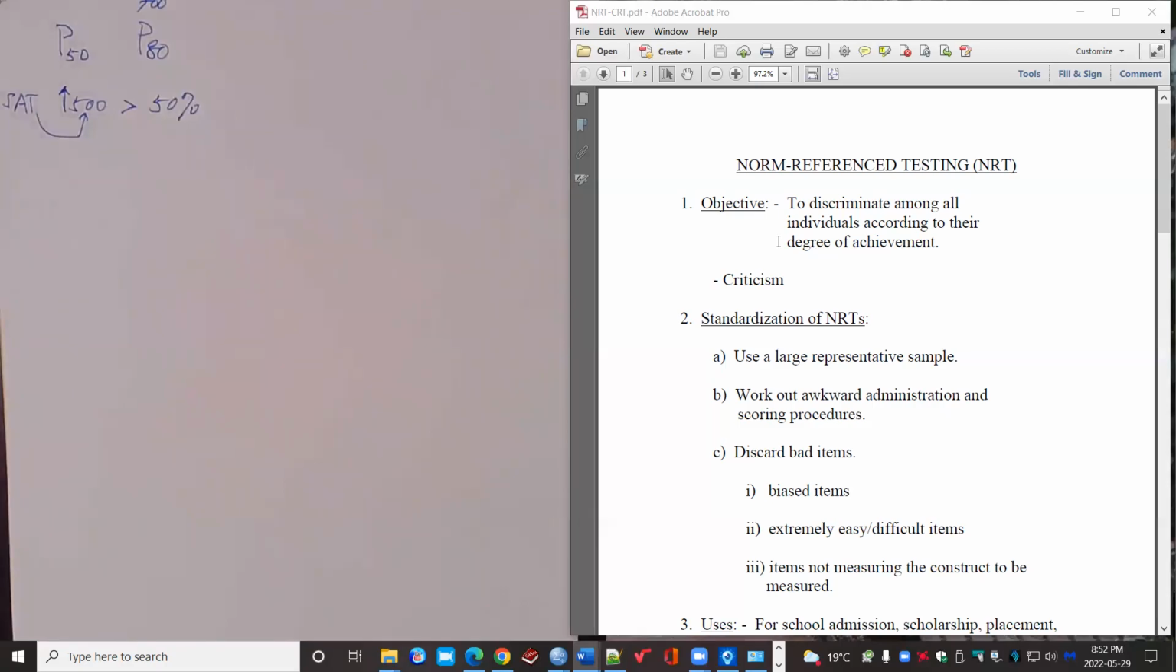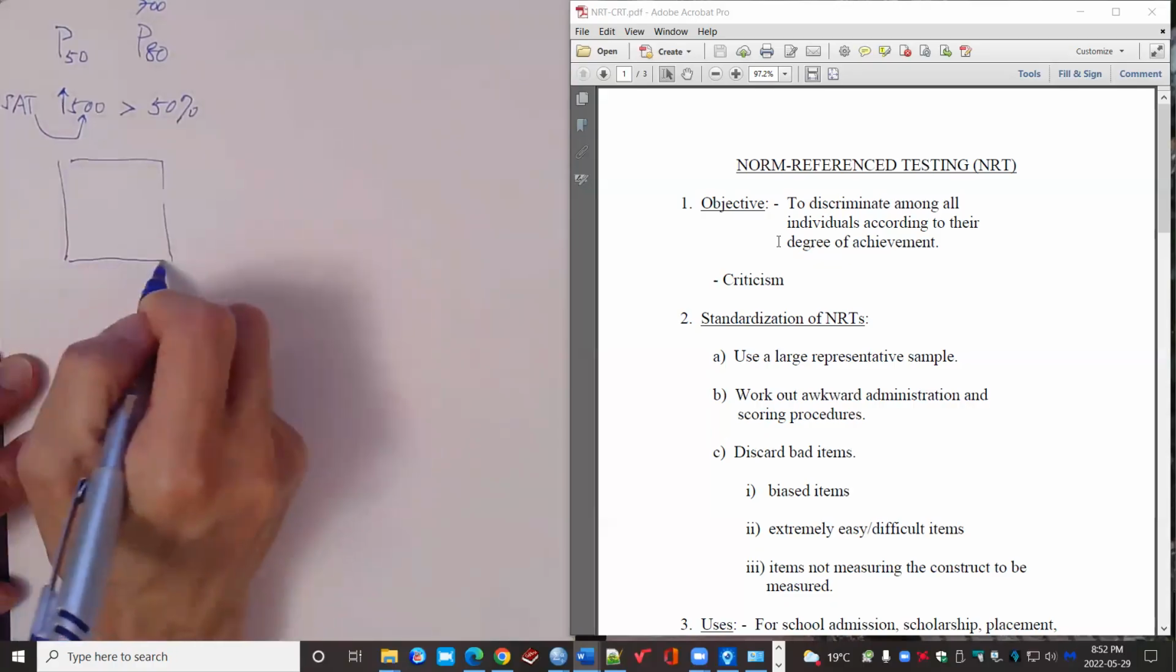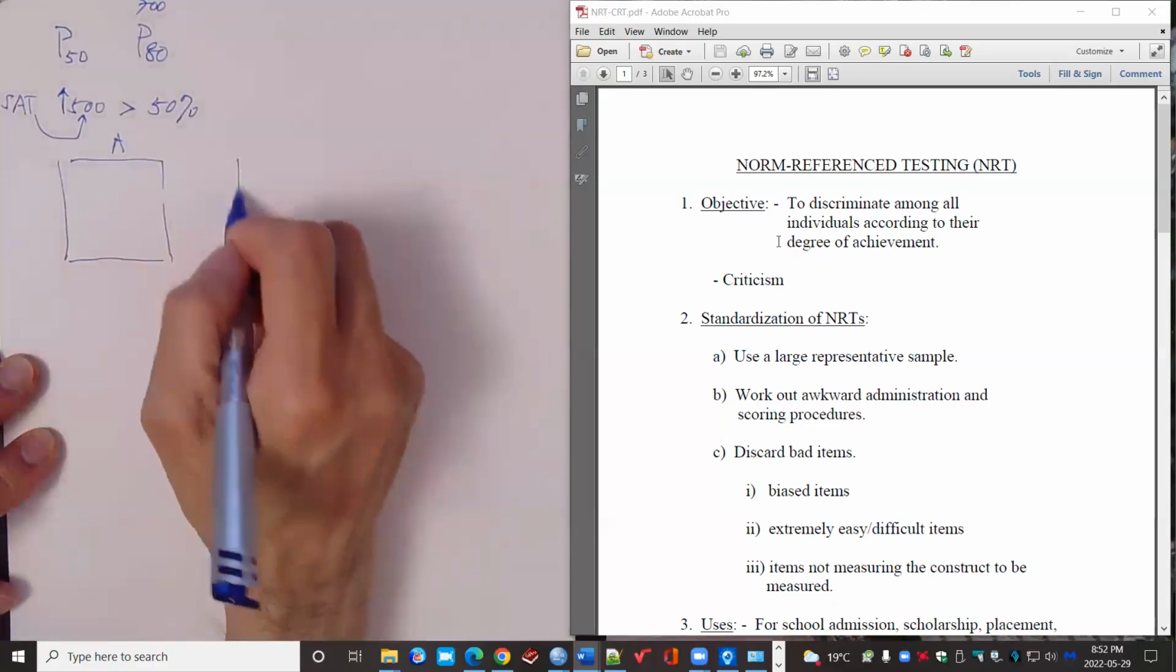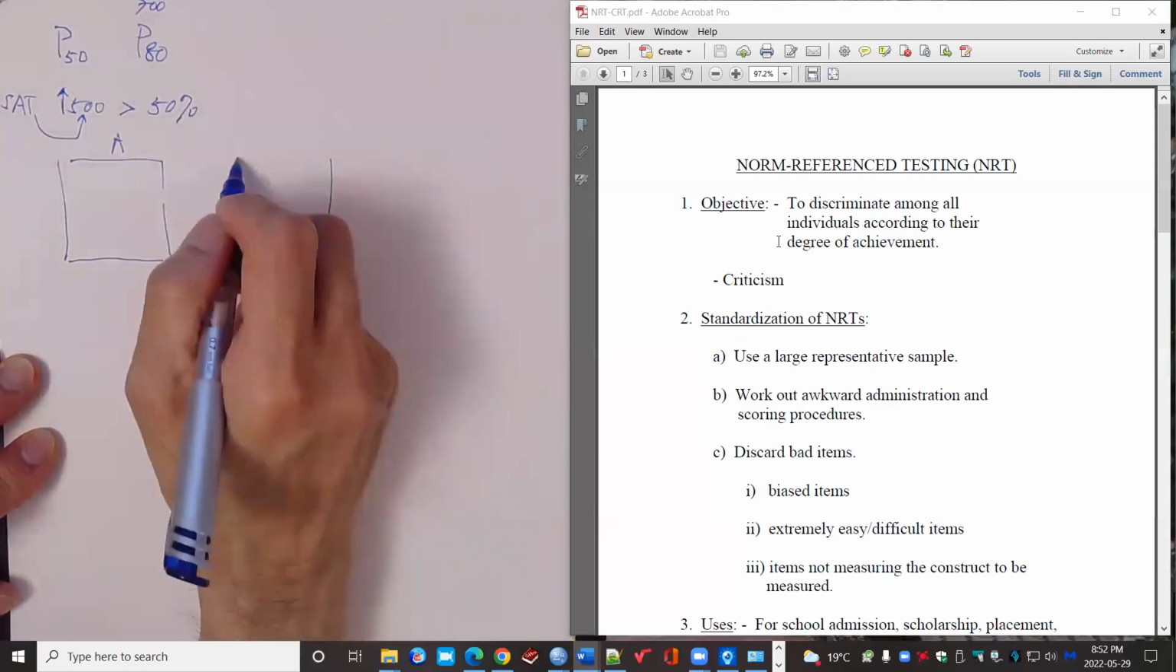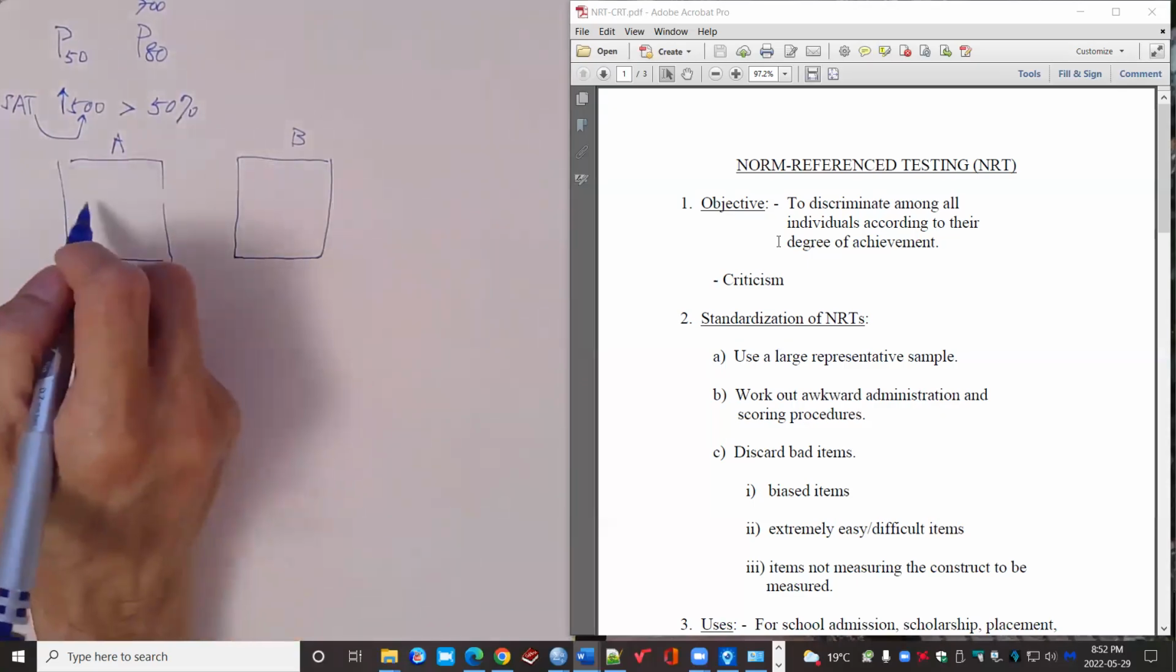The criticism here is that the norm referenced approach does not inform us of the important information of what and how much the students have learned. Okay? Different norm groups will present quite different percentile ranks. Okay, for example, there are two classes. Class A, Class B. Class A full of what?